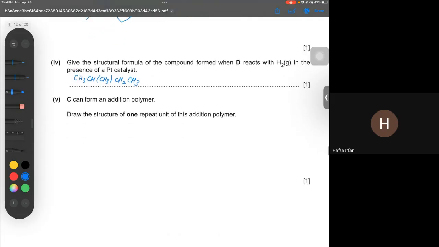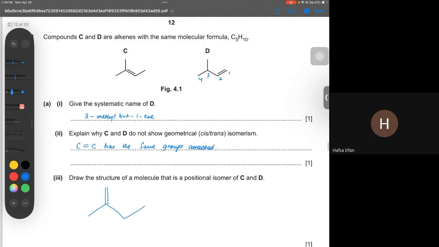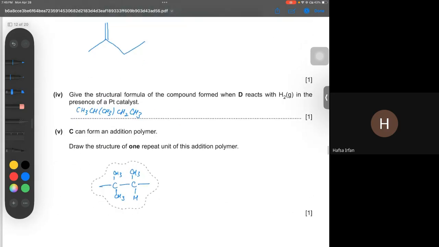C can form an addition polymer. Draw the structure of one repeat unit of this addition polymer. We have to eliminate the double bond. They are asking about C. So this carbon is going to have 2 CH3s and this carbon is going to have 1 CH3 and 1 hydrogen. These are like the continuous structure because this is the polymer. Okay, so that's the answer.